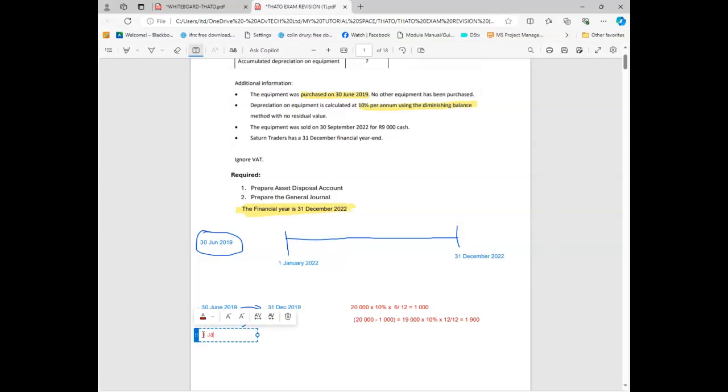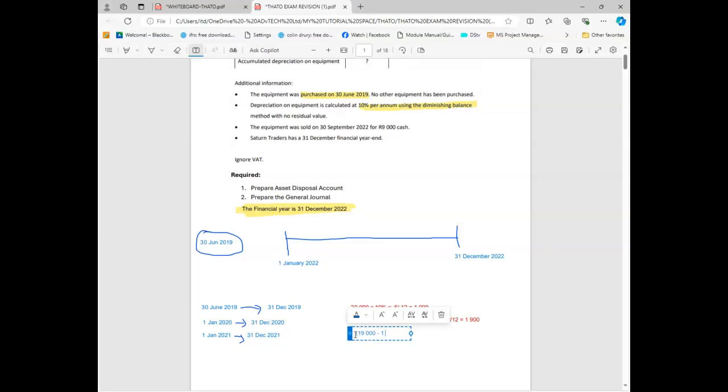Now the next year will start when? 1st of Jan 2021. And then it's going to end 31st December 2021. Can you see now? So let's do the same thing. And then this is the period. But remember, we're using diminishing balance. Don't forget, we need the carrying value. So the carrying value here was 19,000. You can use 19,000 or you can just use 20,000. Doesn't matter. But let me use 19,000.